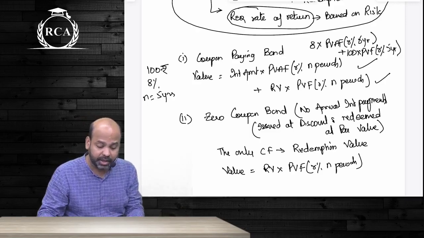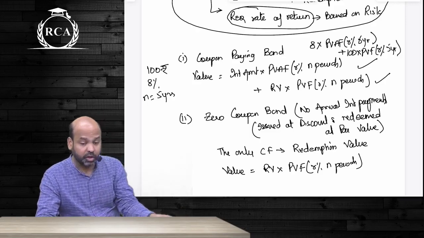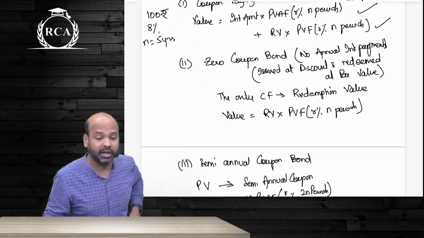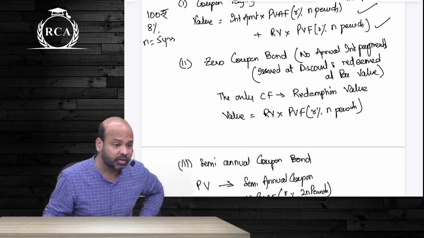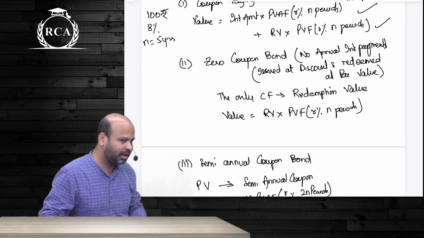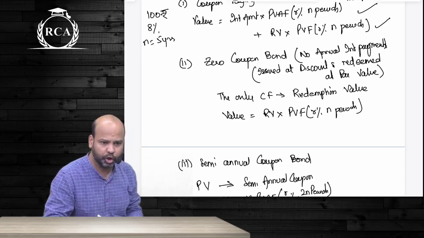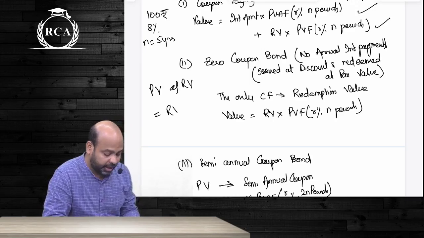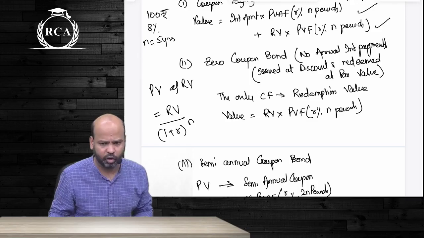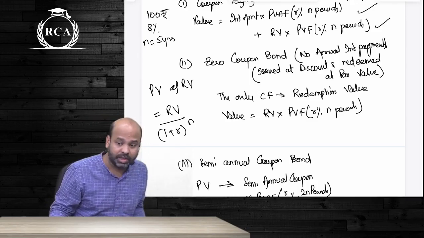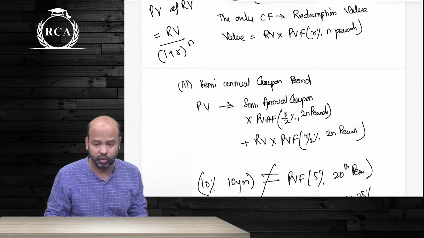After that, we did the present value of a zero coupon bond. A zero coupon bond or a deep discount bond does not pay any interest. It is issued at a discount to face value and is redeemed at par value. That is why, to arrive at the present value of a zero coupon bond, you will simply write the present value of redemption value. It will be redemption value divided by (1 plus the required rate of return) whole power n, or redemption value multiplied by the present value factor. That is how you will arrive at the value of a zero coupon bond.